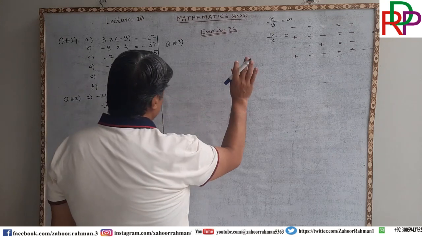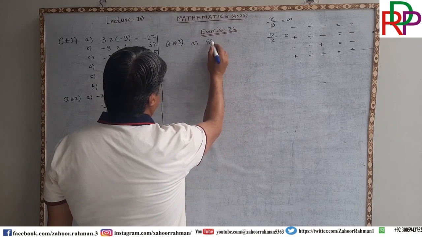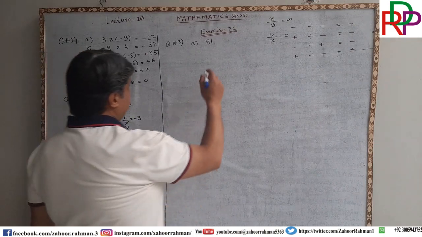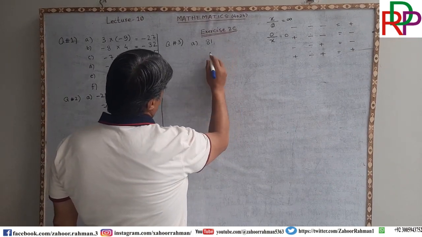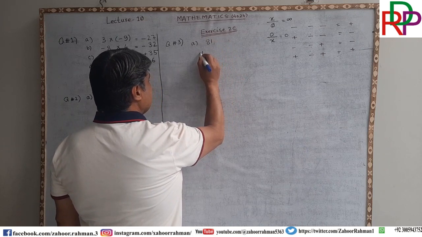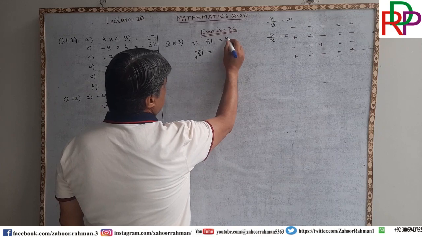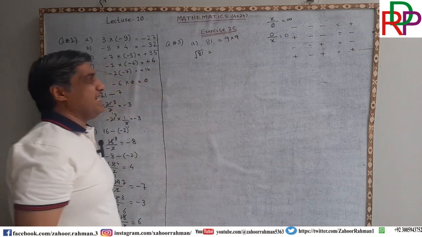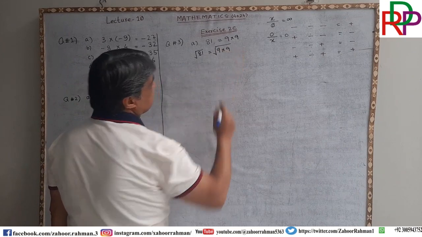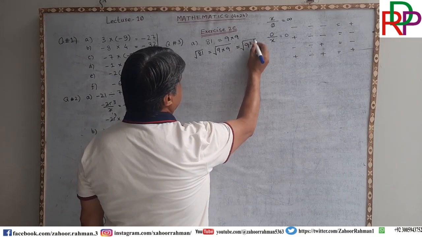Now, there are two ways in which we can find the square root of 81. First of all, we can write the square root of this by taking square root on both sides, because this is equal to 9 multiplied by 9. So we have to take square root on both sides, and then it will become 9 square under the root.